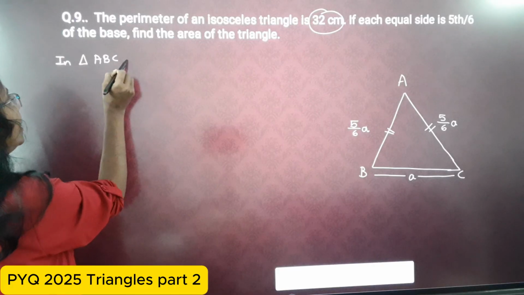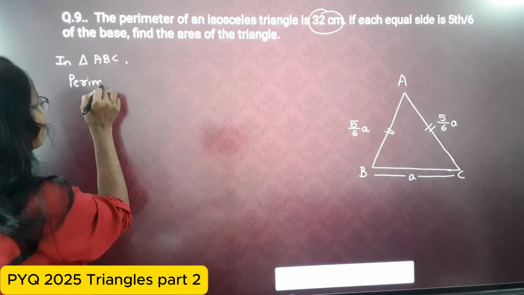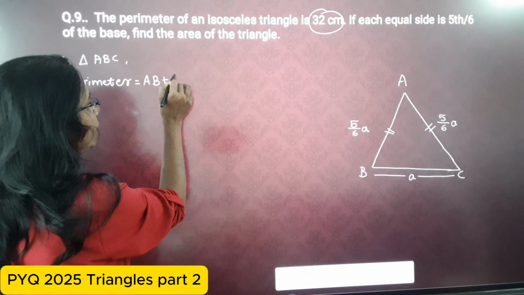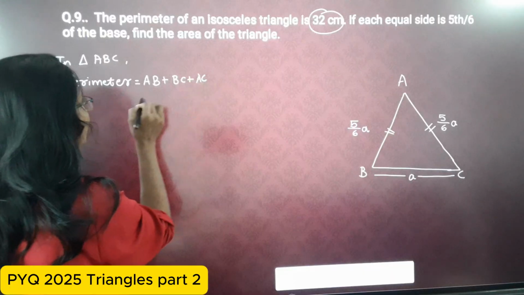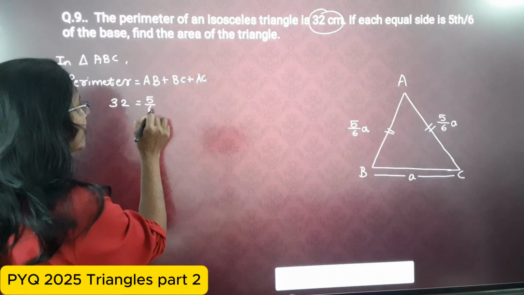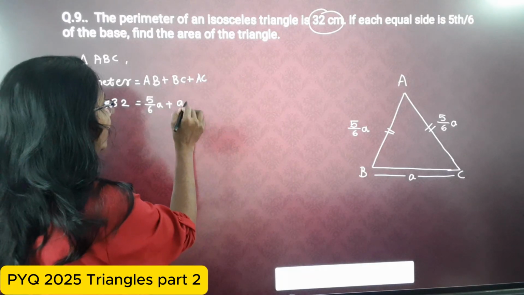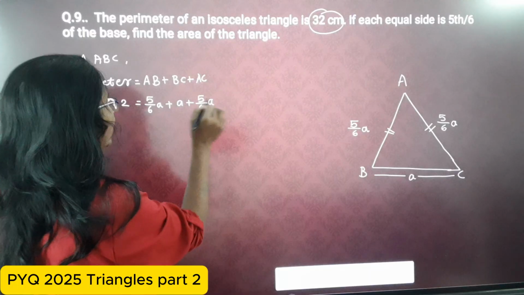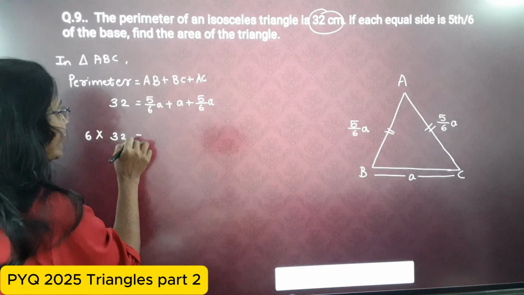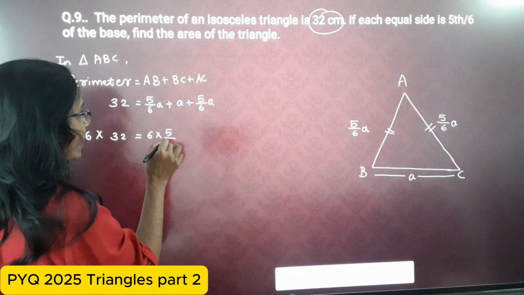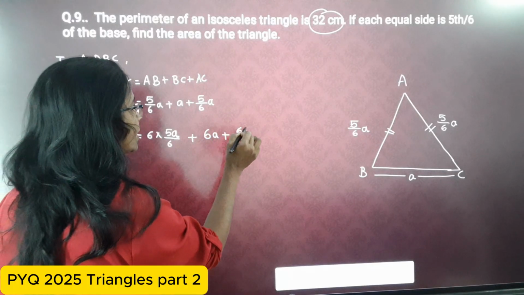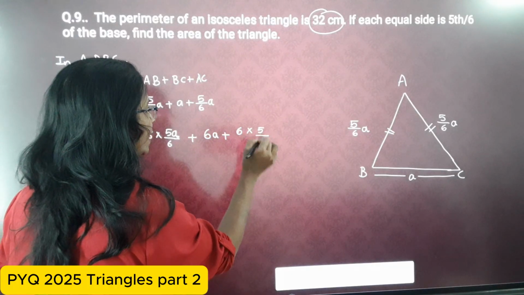In triangle ABC, perimeter is equal to AB plus BC plus AC. So now here 32 is equal to AB, which is 5/6 A, plus BC, which is A, plus 5/6 A. So now here 32, multiplying both the sides by 6, we get 6 multiplied by 5/6 A plus 6A plus 6 multiplied by 5/6 A.